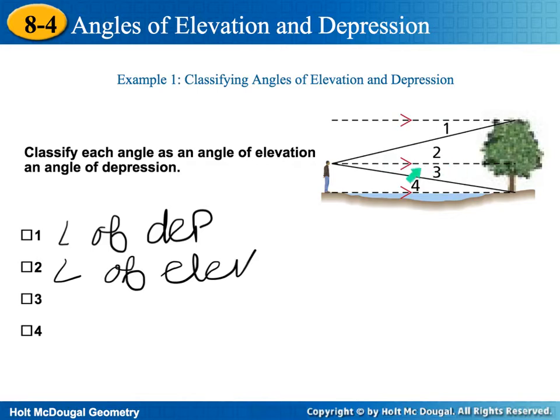For 3, notice we have 3 lines of sight going on, so that's why we have 4 different angles. The line of sight is above the angle, on the top part of the angle, so this is an angle of depression. And then last, we have angle 4, the line of sight is on the bottom, so this is angle of elevation.